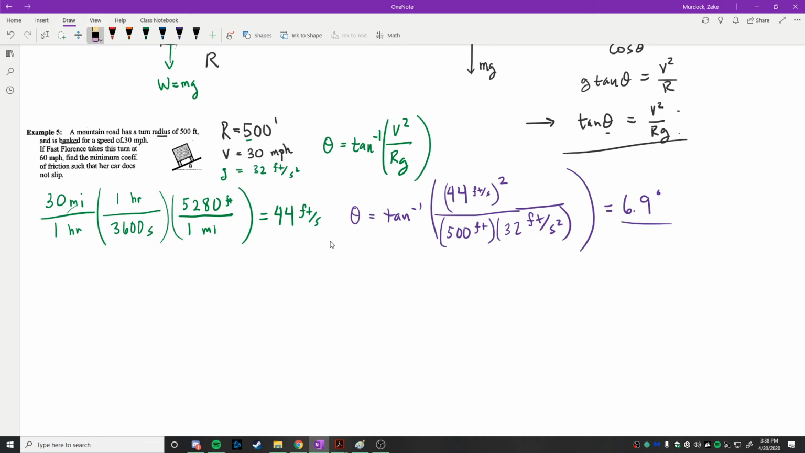Let me erase some of the strokes that I put in here. It's banked for that speed, right? It's designed so that you could make this turn around this mountain going at 30 miles an hour, which turns out to be 44 feet per second, without slipping. That means you won't slide up, you won't slide down. You'll just easily take the turn, right? Does that make sense?